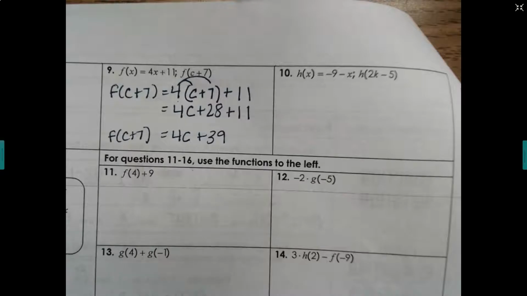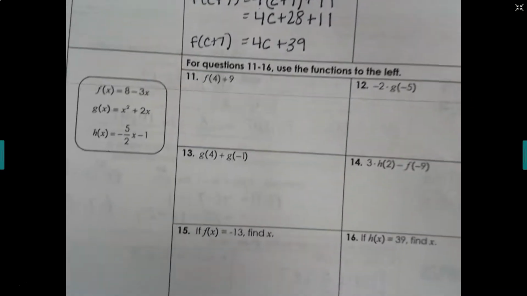So I'm not going to do 10 because it's just like number 9. So I want you to give that a try all on your own. And then let's look at this set of problems.